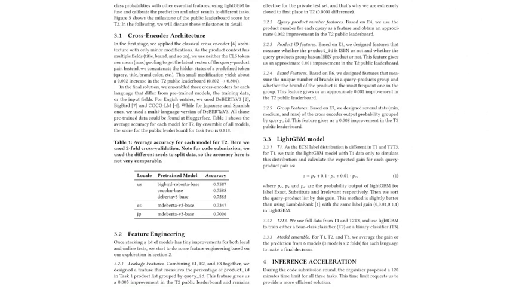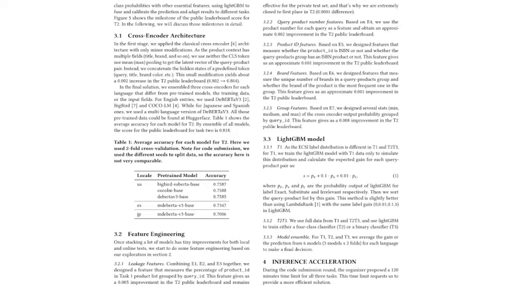While stacking a lot of models gave only tiny improvements for both local and online tests, we started to do some feature engineering based on our observations. Combining E1, E2, and E3 together, we designed a feature that measures the percentage of the product ID in task 1's product list grouped by query ID. This feature gives us about a 0.5 percentage improvement in the T2 public leaderboard and remains effective for the private test set. And that's why we are extremely close to first place in task 2.